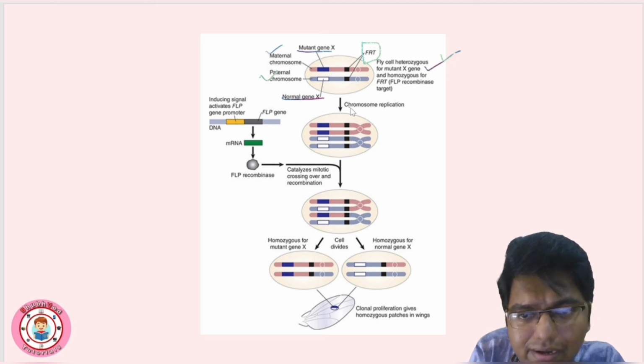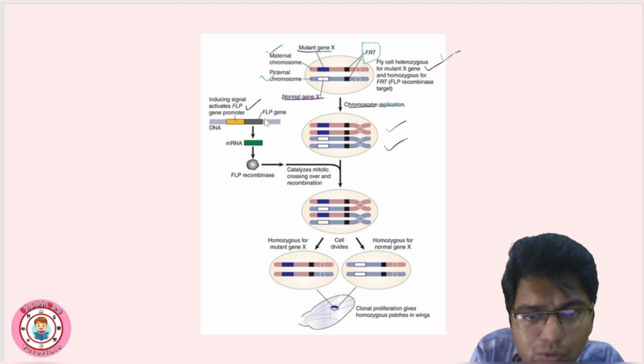Here chromosome replication will take place. After replication, the chromosome is duplicated, and then we induce the signal to activate the FLP gene promoter. When this is activated, FLP protein will be formed, which is a recombinase, and this will do the recombination. It catalyzes mitotic crossing over and recombination.